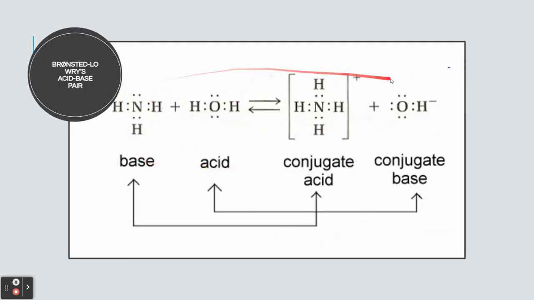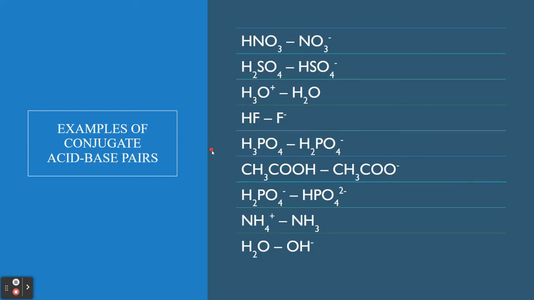So this is, again, just a summary of what we've seen so far. These are Bronsted-Lowry acid-base pairs. You should be able to identify when something's acting as an acid, when something's acting as a base. Notice that it depends on the context. In some contexts, water, for example, can be an acid. Water can be a base.